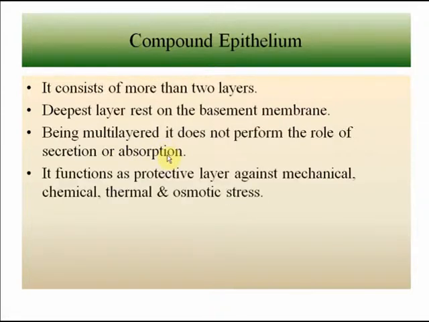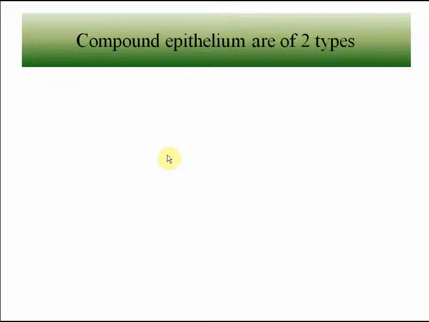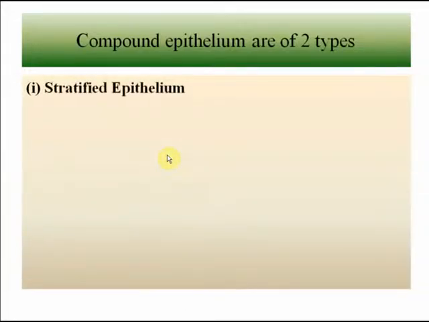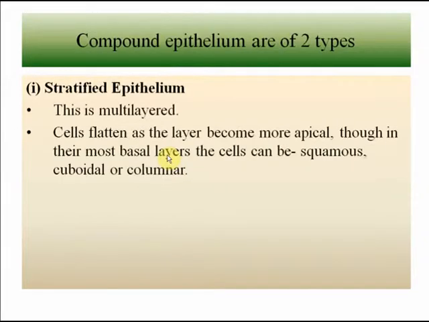So, we can conclude that it is found where body linings have to withstand wear and tear, because it is thick in nature. Again, compound epithelium is of two types, and the first one is stratified epithelium. This is multilayer, and cells flatten as the layers become more apical, though in their most basal layers, the cells can be squamous, cuboidal or columnar.